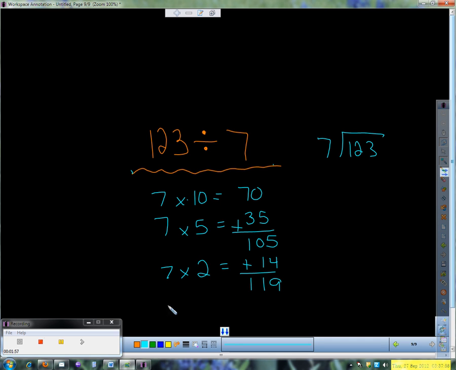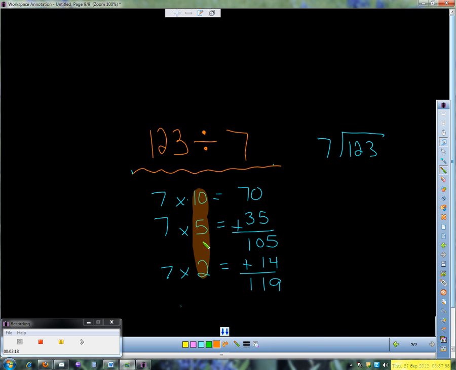Now even if I tried to do even one more 7, that would be too many. So I've already reached the maximum number of 7s that I can multiply to get to 123. Now here's where my answer is in this problem. I just look at the numbers I multiplied 7 by, which are these numbers right here. I've got a 10, a 5, and a 2, which is a total of 17.